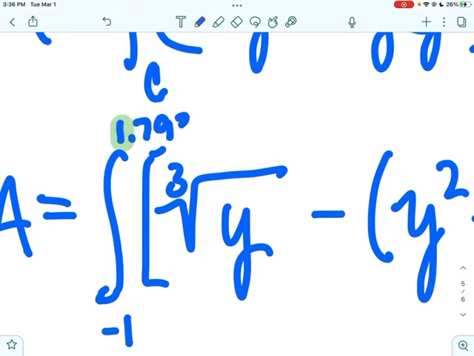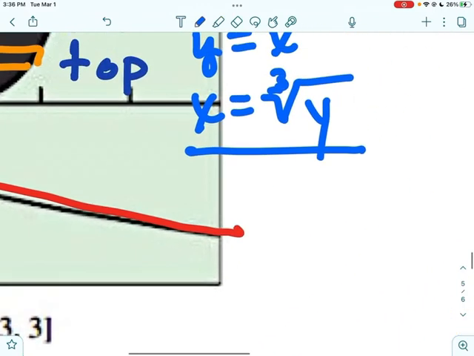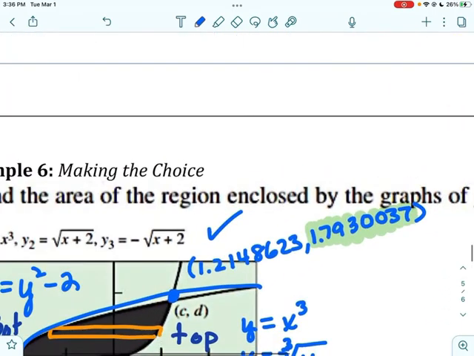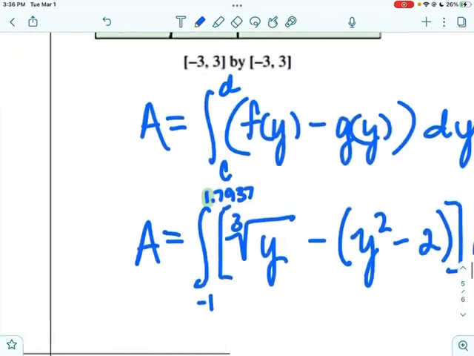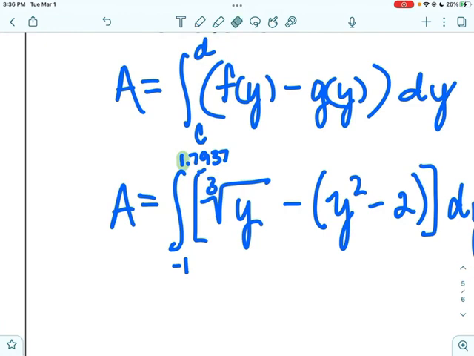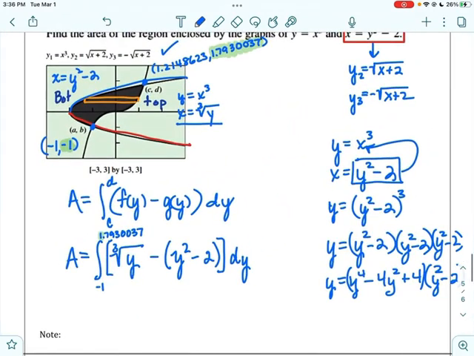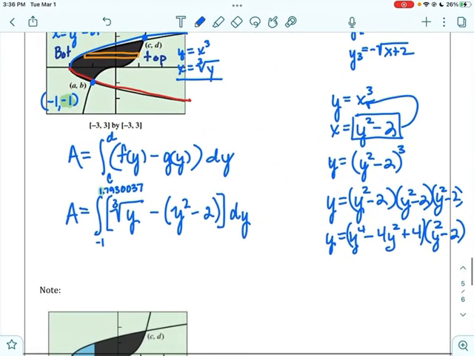What did I say? 1.7937. No, 30037. 300. And I'll tell you what, I'll store that, and I'm going to put that in for B. I think I'll put that in for B. So I'm going to STO.